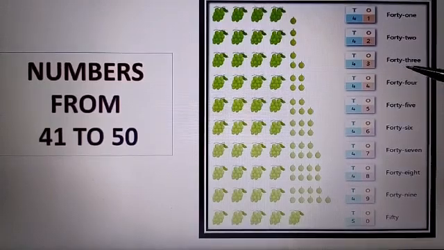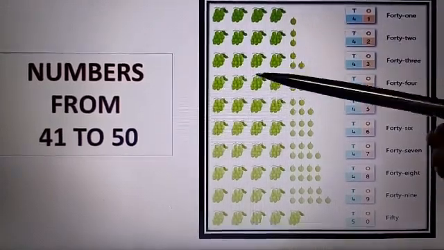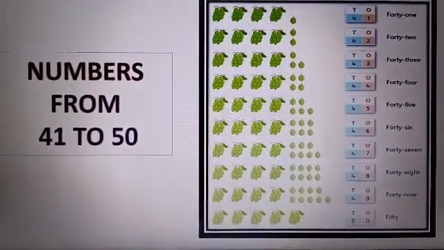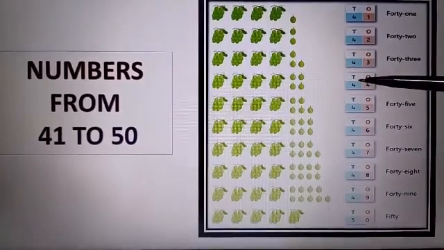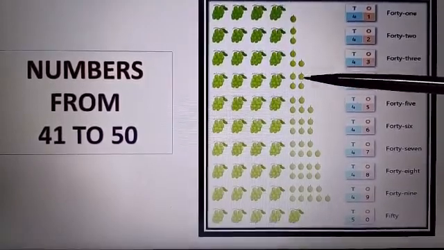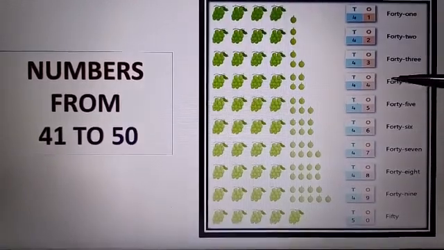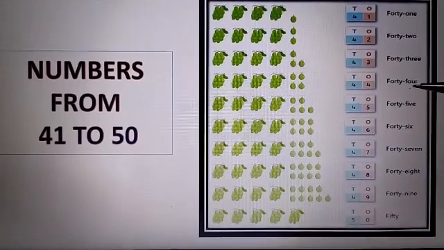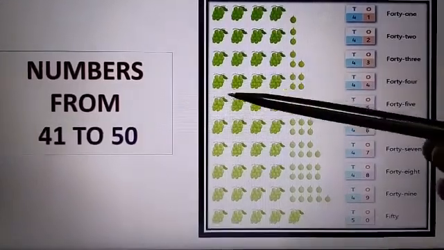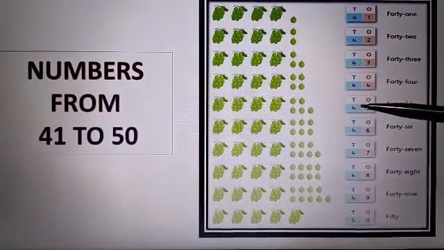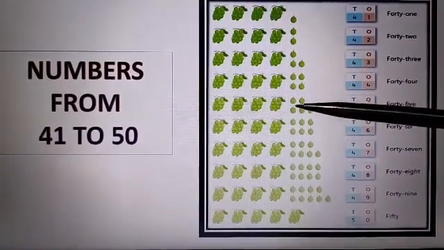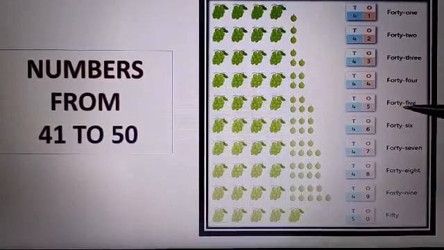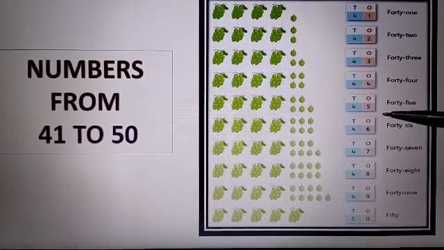F-O-R-T-Y 40. T-H-R-E-E 3. 1, 2, 3, 4. 4 bunches of grapes. That makes 4 tens. And 1, 2, 3, 4. 4 ones. That is 44. F-O-R-T-Y 40. F-O-U-R 4. 1, 2, 3, 4. 4 tens. 1, 2, 3, 4, 5. 5 ones. So it makes 45.